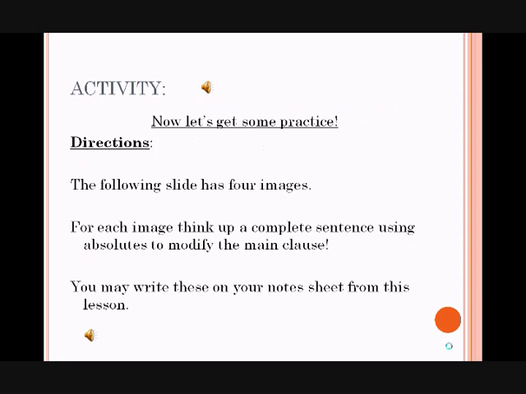Now we'll get some practice using absolutes in our sentences. The following slide has 4 images. For each image, think up a complete sentence using absolutes to modify the main clause. You may write these on your note sheet from this lesson.